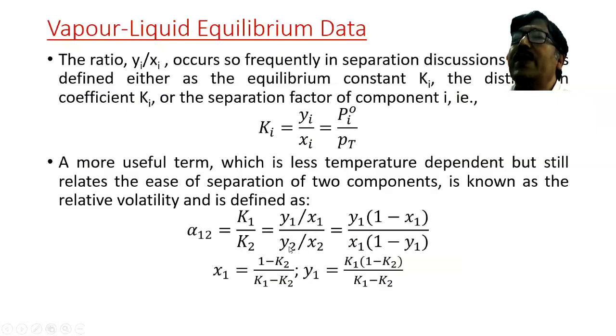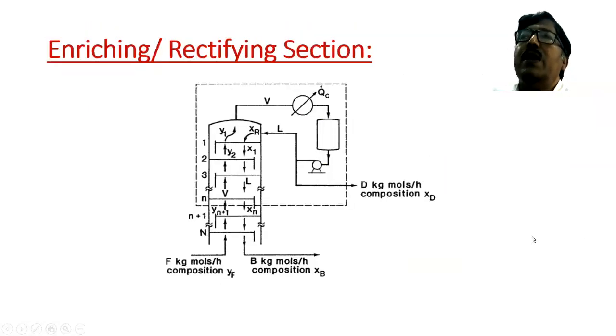Now y2 and x2, if we replace by y1 and x1, it will take the form of this, because as it is a binary mixture, x1 plus x2 equals 1 and y1 plus y2 equals 1. That's why we can replace x2 and y2 this way. We will get the relative volatility as this. And with respect to the distribution coefficient also, we can get this expression for x1 and x2.